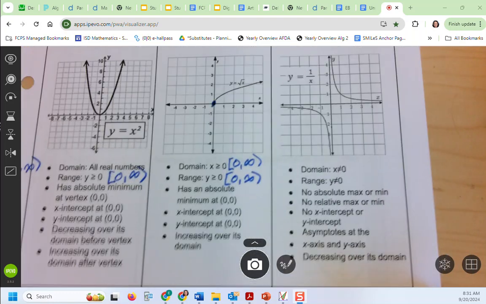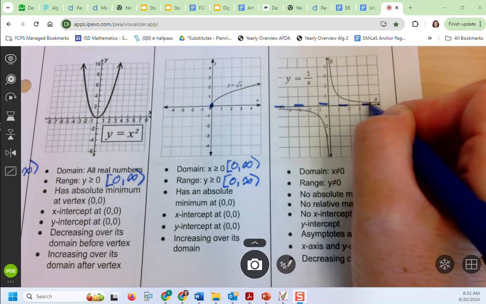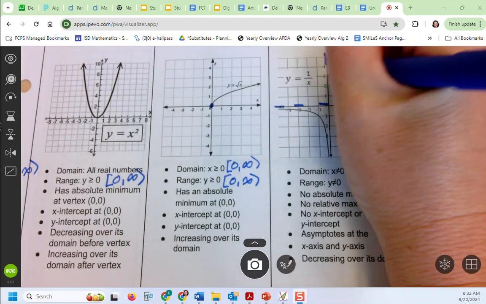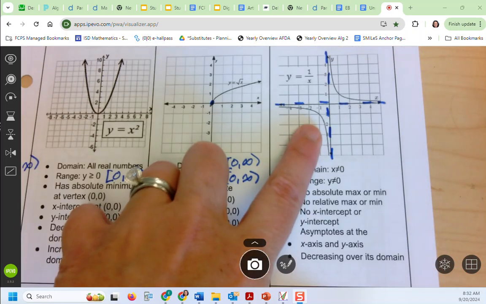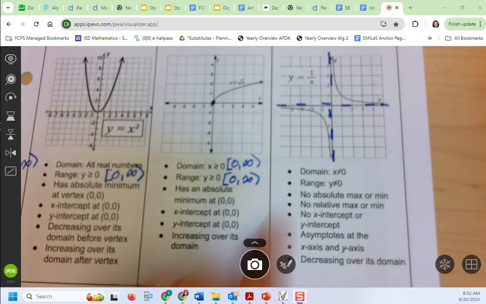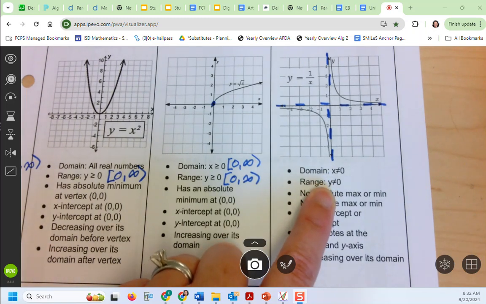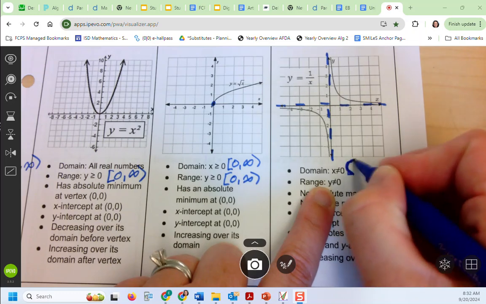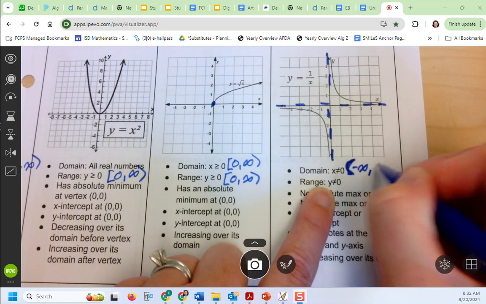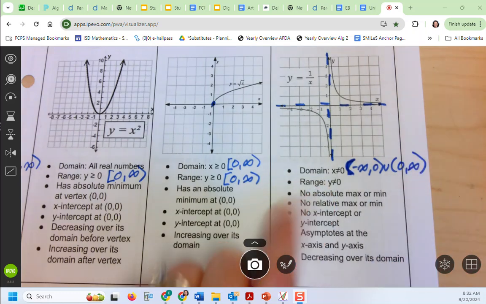And then here's your parent for rational function, and I want you to add in your asymptotes. Right here. Okay? So this is really the easiest way to write your domain and range. It's basically all the numbers except not 0. But if I wanted to write that in interval notation, it would be negative infinity, comma 0, union, 0, comma infinity, like that.